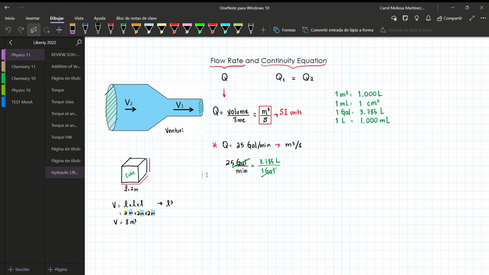We don't need liters, we need cubic meters. So, instead of liters, I need cubic meters. There are 1,000 liters in 1 cubic meter. So now you get rid of liters with liters. And then I need to turn these minutes into seconds. Minutes are in my bottom, so now my minutes are going to be in the top. 1 minute, 60 seconds. Now you can get rid of minutes, and you perform all this conversion.